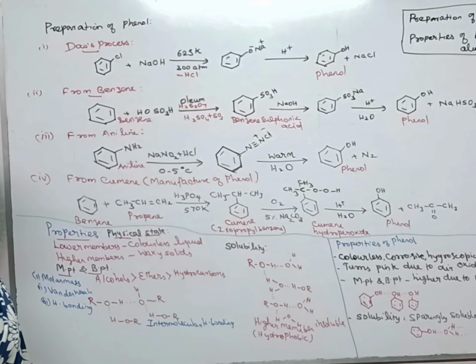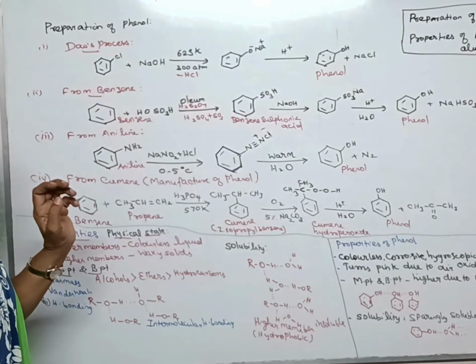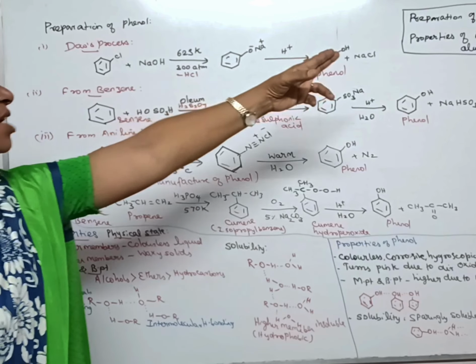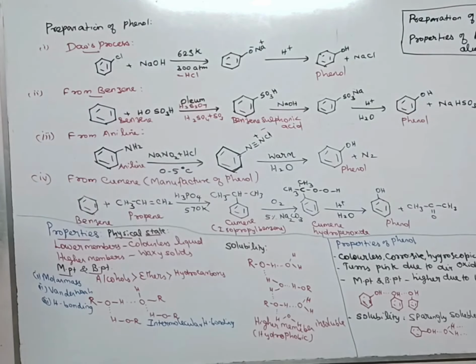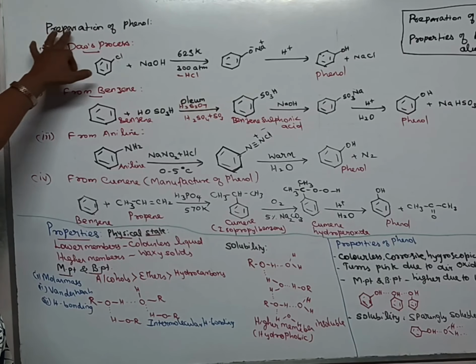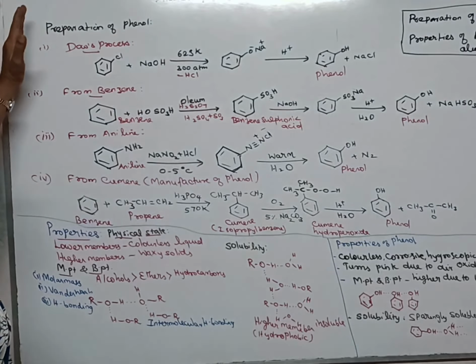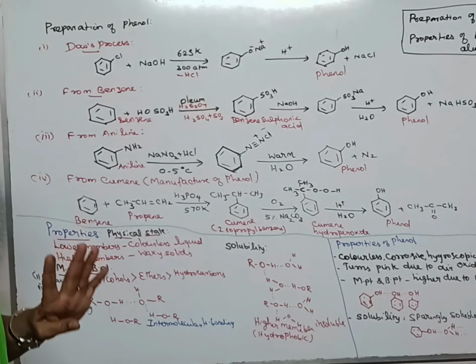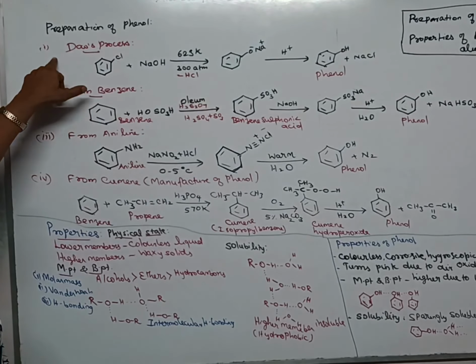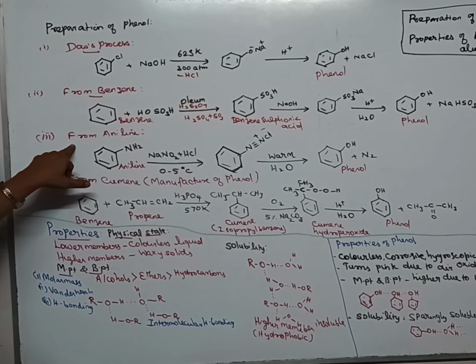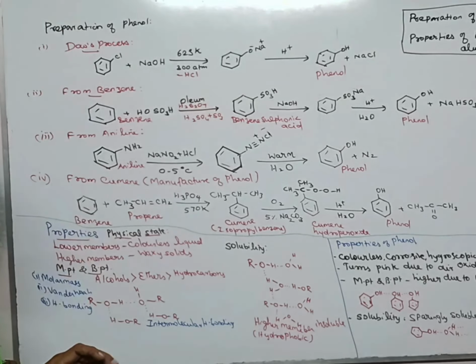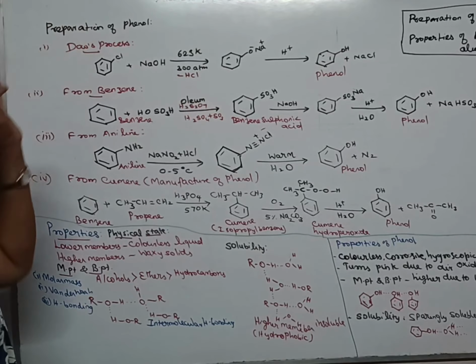So in this case we are going to see about preparation of phenol and properties of phenol and alcohols. Let us see first of all preparation of phenol. Phenol can be prepared by four different methods: one from Dow's process, from benzene, from aniline and from cumene. Let us take Dow's process.